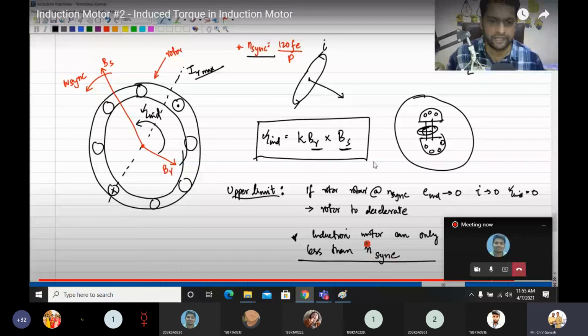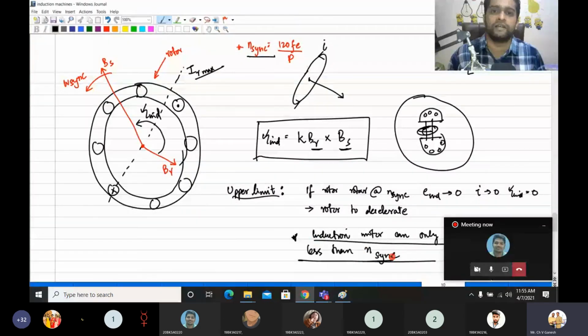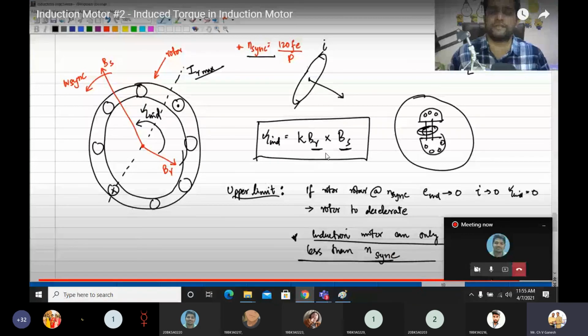Now I've told you that the motor can rotate at speeds only less than the synchronous speed. So this brings a new concept which is called slip. That's why a slip will be introduced in this system. Always your rotor has slip, rotor slip, between the synchronous speed and the rotor speed. That is nothing but slip. What is slip? Slip = (Ns - N)/Ns.